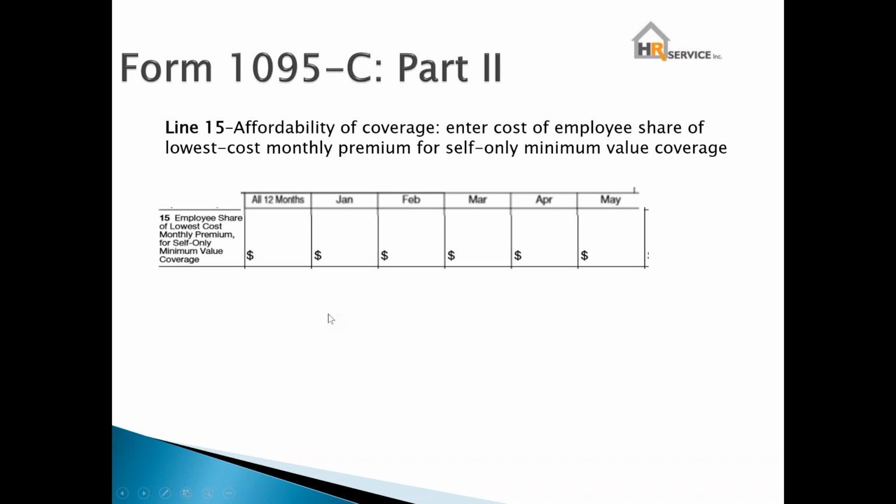Okay, in line 15, enter the cost of the employee share of the lowest cost monthly premium for self-only minimum value coverage. So if you use 1A, a qualifying offer, in question 14, you can leave this blank. You've already answered the question, given you said that it was affordable. Now, to calculate the employee share of the premium, calculate the annual cost of the employee-only coverage and divide this by 12. Enter the amount in the applicable months. If it's the same amount for all 12 months, just put it in the all 12 months section only.